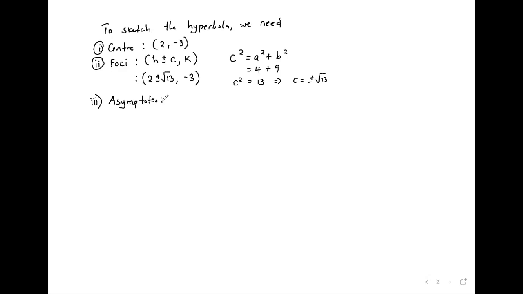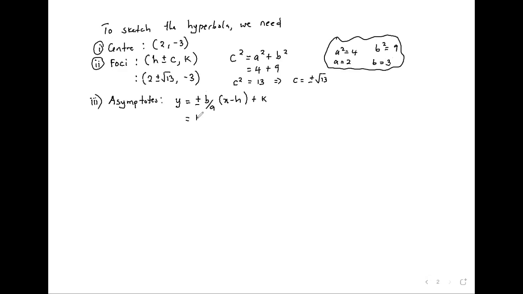So the asymptotes. In this case, what's the formula? We have y is equal to plus or minus b over a, times x minus h, plus k. Now we need to know what our b is. Remember, since our a squared is equal to 4, our a is 2. Since our b squared is equal to 9, our b is 3. So we have that.